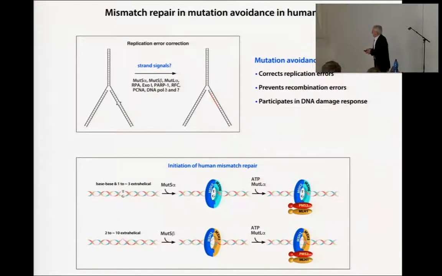unpaired nucleotides. And the second protein I'll be saying a lot about we call MutL alpha. It's a heterodimer of MLH1 and PMS2. And like bacterial MutL, it's recruited to heteroduplex DNA in an ATP and MutS alpha dependent fashion.